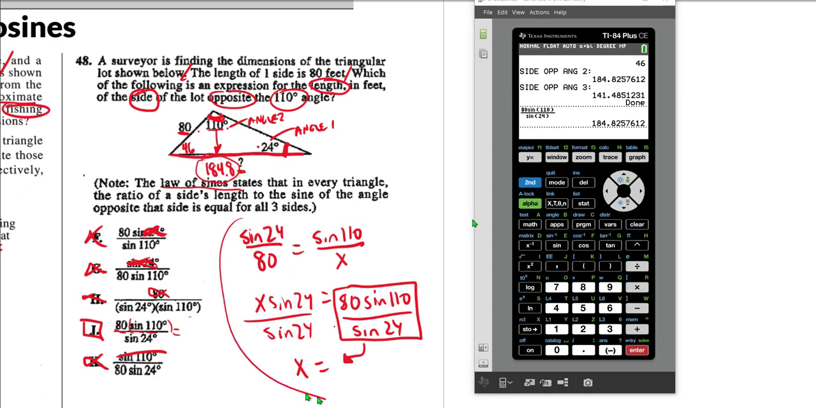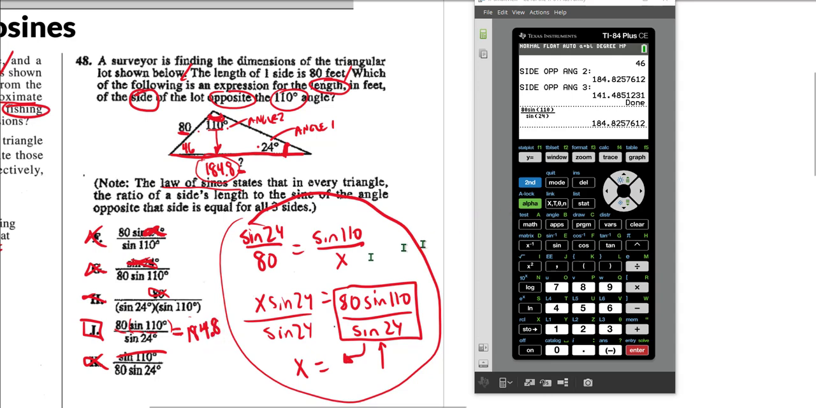Now, even if you had gone this route first and gotten this expression as your answer, you could always use the program to check your answer, to make sure that indeed 80 sine 110 over sine 24 does equal 184.8 as produced by the program.